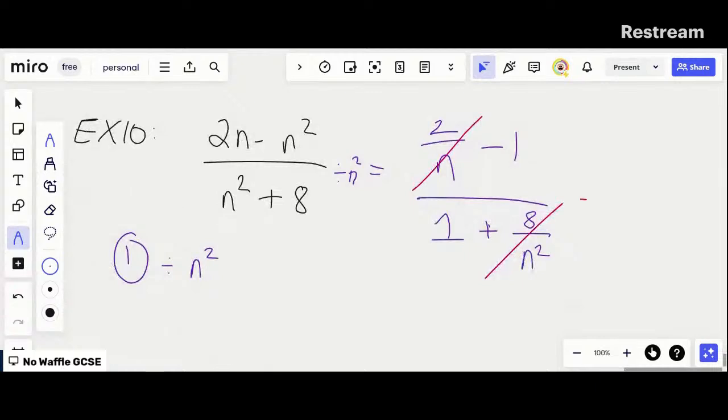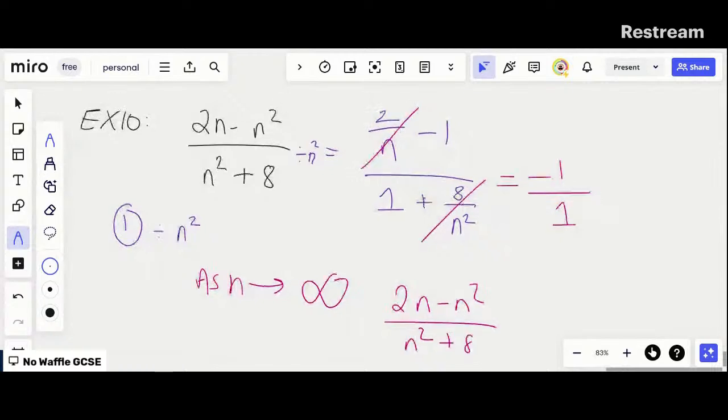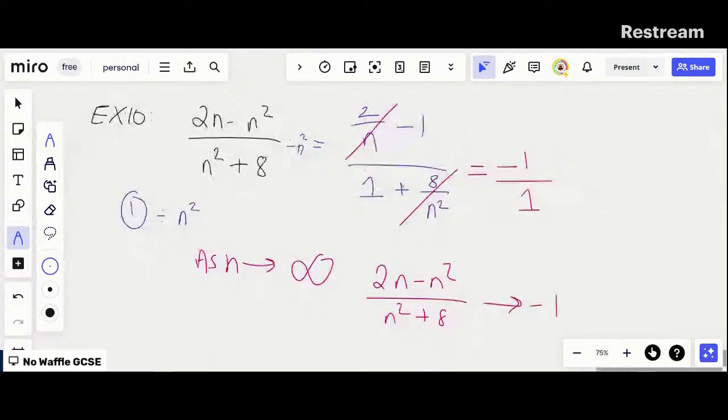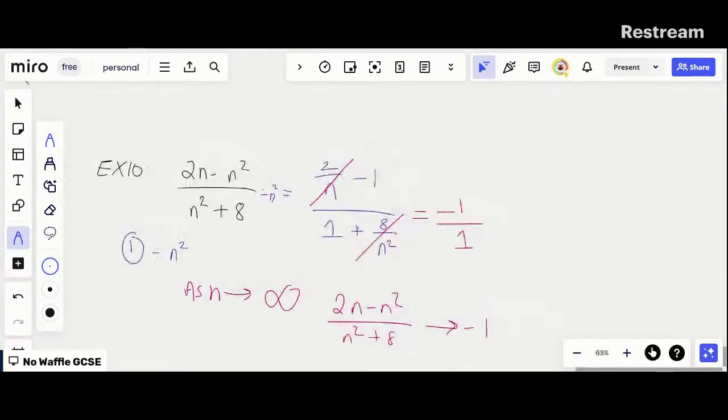And then what you do is you now have minus 1 divided by 1. So as n tends to infinity, our expression 2n minus n squared over n squared plus 8 approaches minus 1. Okay, so it's a limit. It never touches minus 1, but it gets closer and closer and closer to it. So I hope that makes sense. We went through a couple of examples. Maybe watch it again at slower speed if you need to understand that.